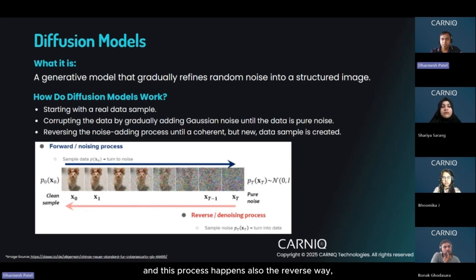And this process also happens the reverse way. The neural network learns how to destroy the image, and from this destroyed image, to come back to the original image. Not exactly the original, but there will be slight changes in the pixels, and that's how a new image is generated. It keeps generating until it becomes coherent or very similar. This is the reverse, or denoising, process. That's how the diffusion model works.